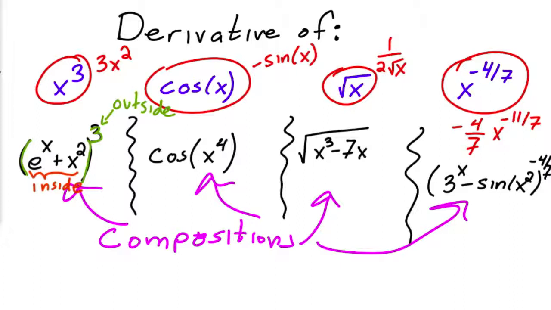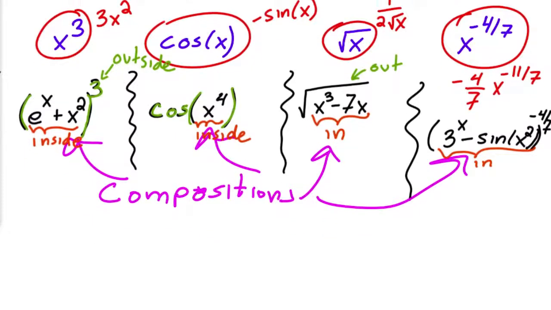Okay, so here, same thing. The outside function in this case is going to be the cosine function. And notice that the inside is x to the fourth. So the outside is cosine. The inside is x to the fourth. Here, the outside is the square root. And then the inside is x to the third minus 7x. So that's the outside. This is the inside. And then right here, this is the inside. And then notice, though, this one also, we've got two insides. We've got this inside, but then notice that this is sine of x squared. So we'll deal with that when the time comes. But the main thing to remember is that you've got an inside function and an outside function.